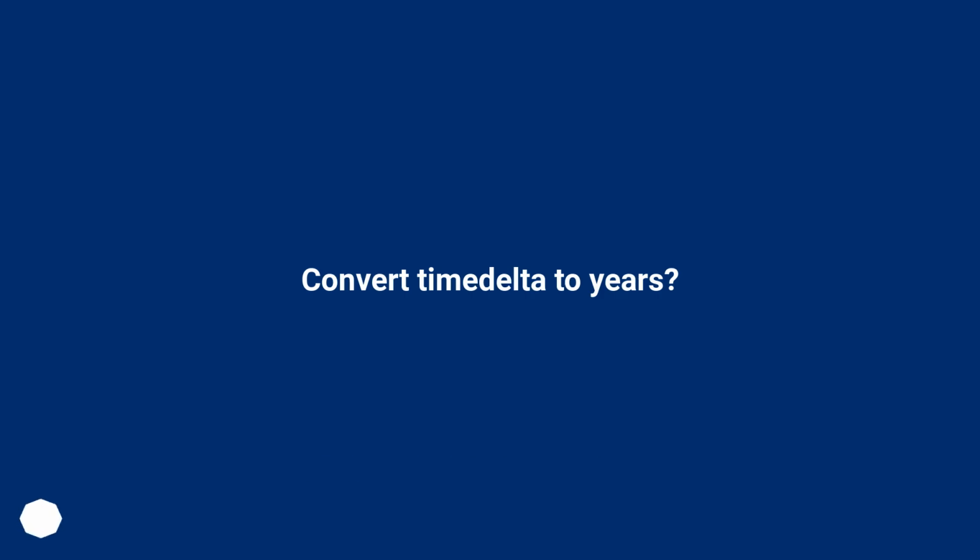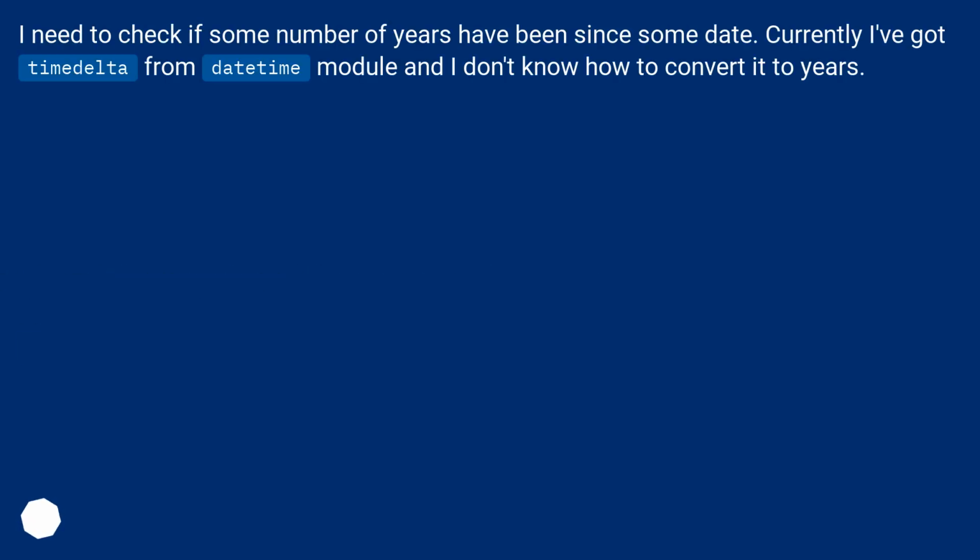Convert time delta to years? I need to check if some number of years have passed since some date. Currently I've got a timedelta from the datetime module and I don't know how to convert it to years.